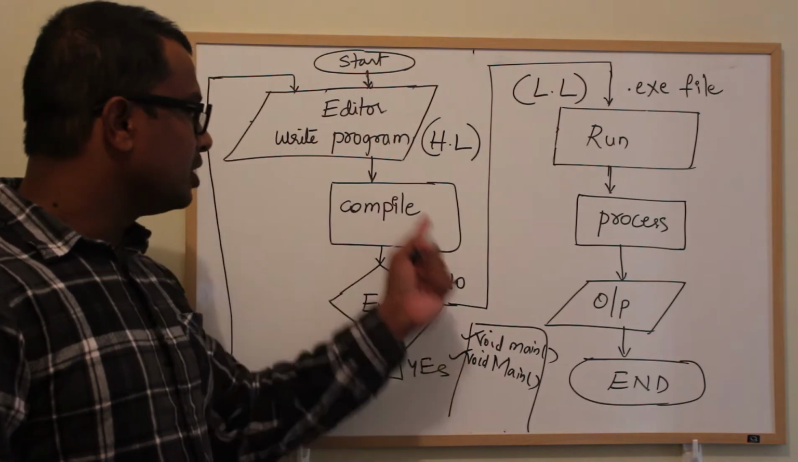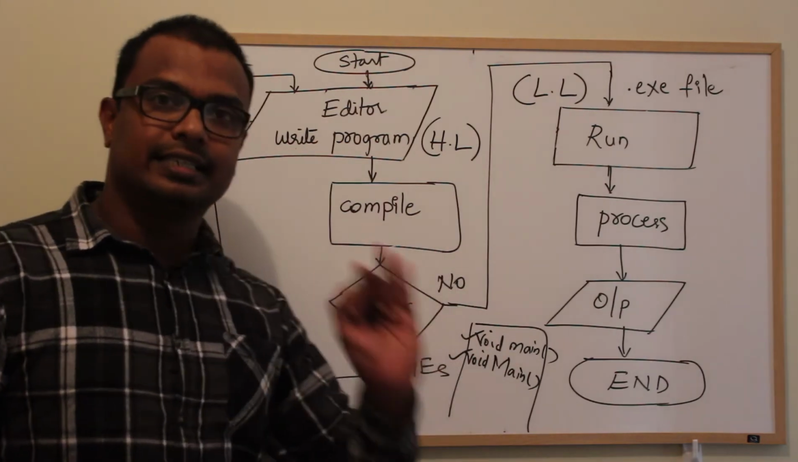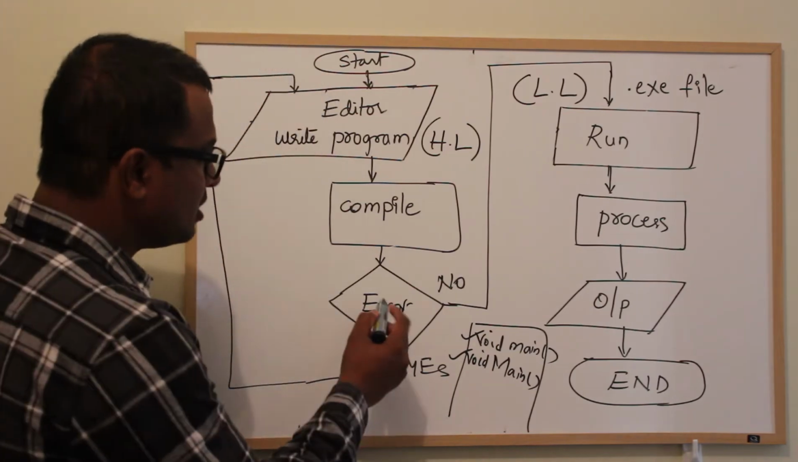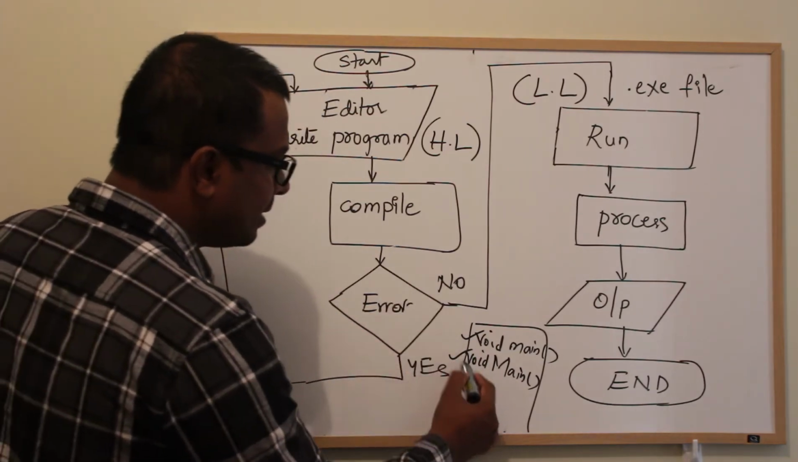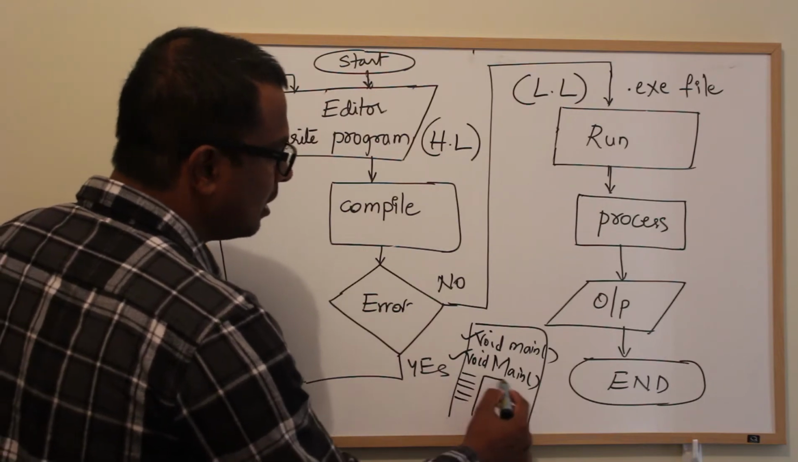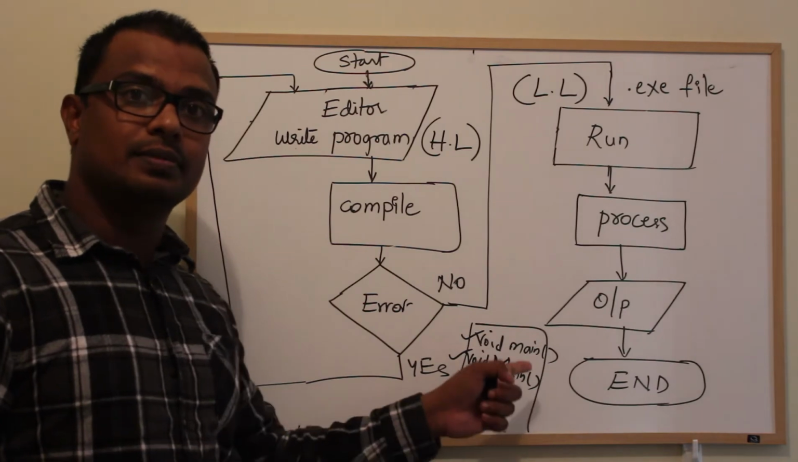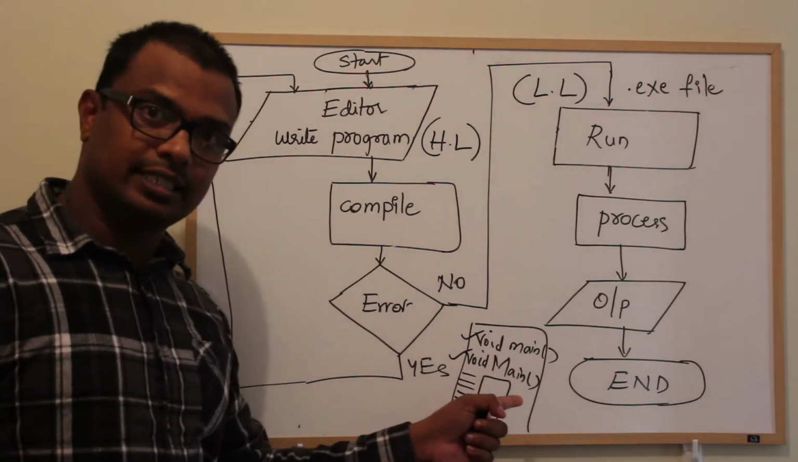So the program must be syntactically correct before converting from high level language into low level language. So it will check for all the errors line by line. For example, if your program is 15 lines, all the 15 lines must be as per rules and regulations, as per syntax.